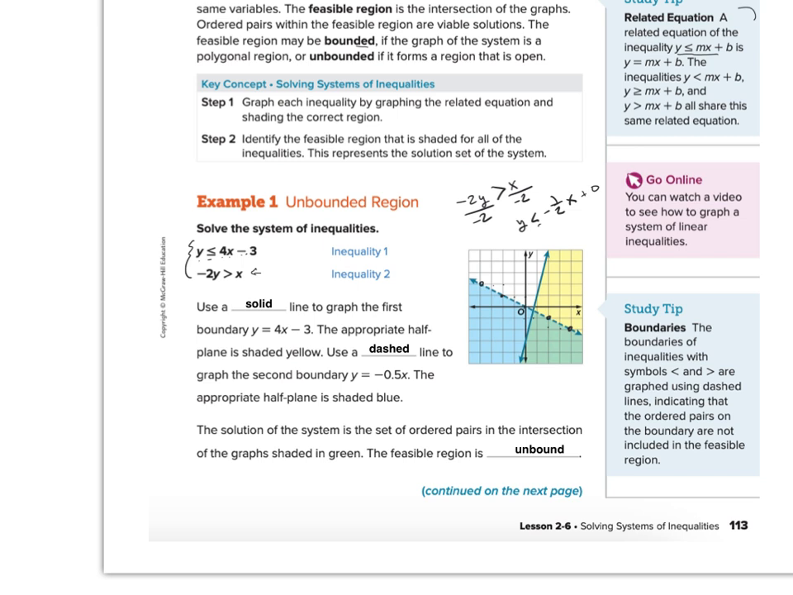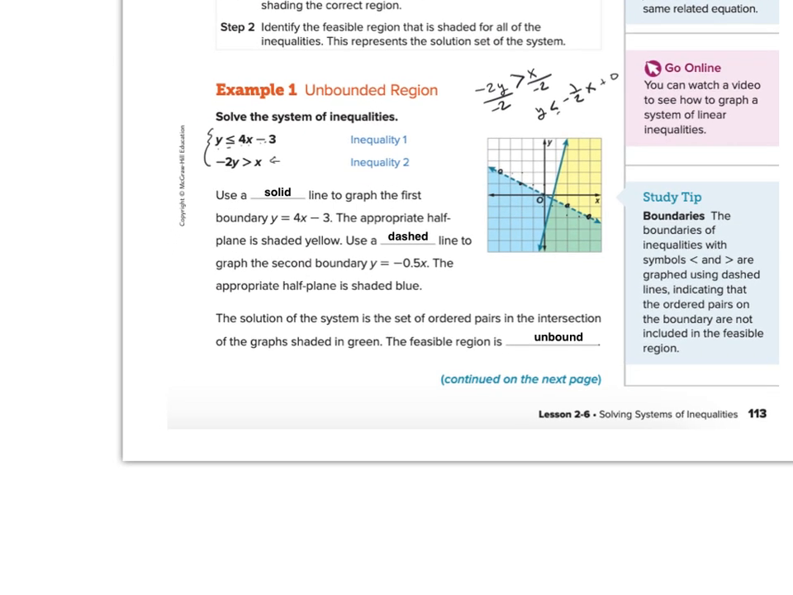And it does state here that the feasible region is unbounded. It is unbounded because it continues on forever in this direction. Those two lines go on forever, so it's unbounded. It goes on forever in that negative area. So you can pick a point anywhere.